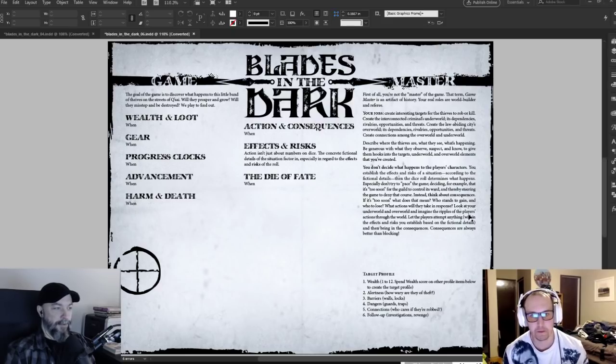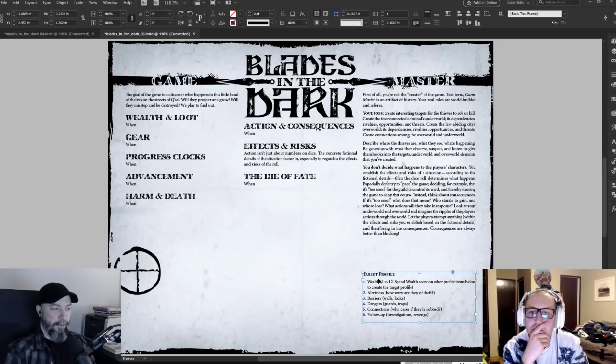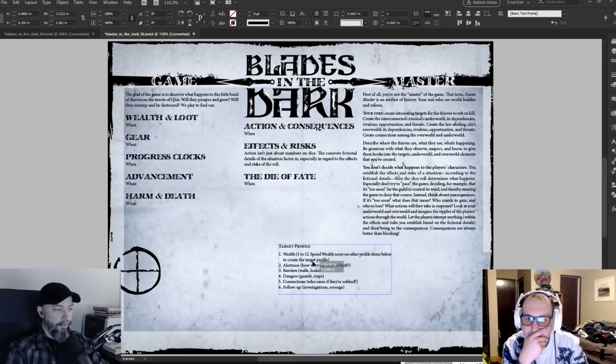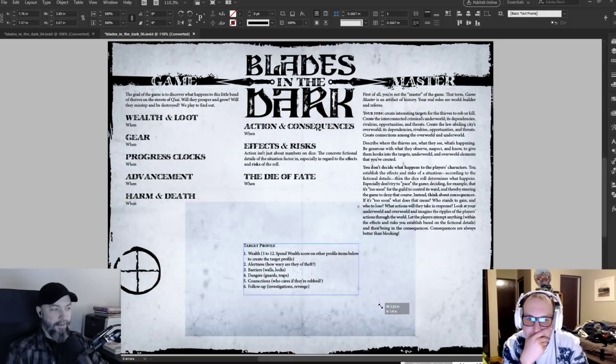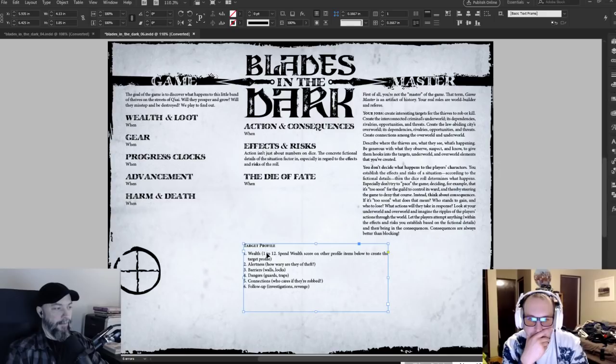The game master jobs are nothing super interesting there. There is this target profile down here, which is kind of another dead end, where there are six categories of things that a target might have: wealth, alertness, barriers, dangers, connections, and follow-up.